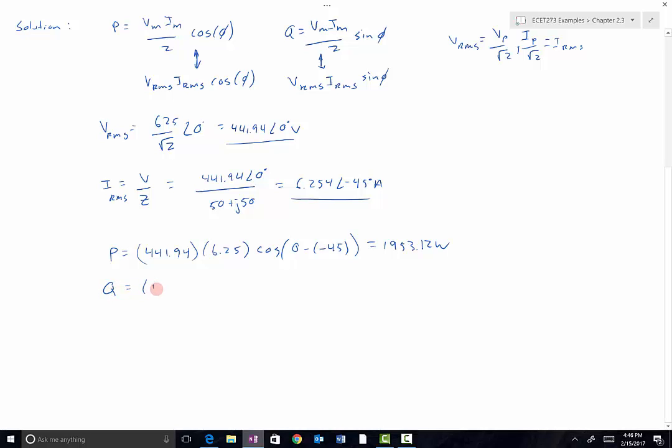Q is going to be 441.94, that's the RMS voltage magnitude, times 6.25, which is the RMS current magnitude, times the sine of 0 minus negative 45. So that is going to give me 1953.12 var right there.